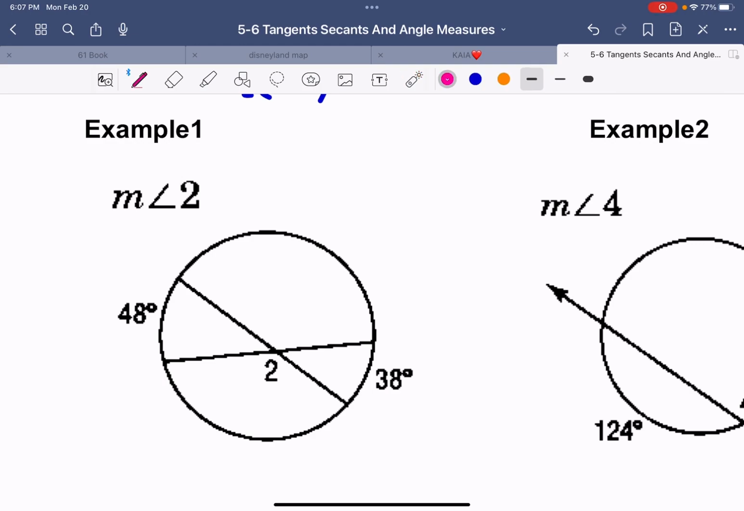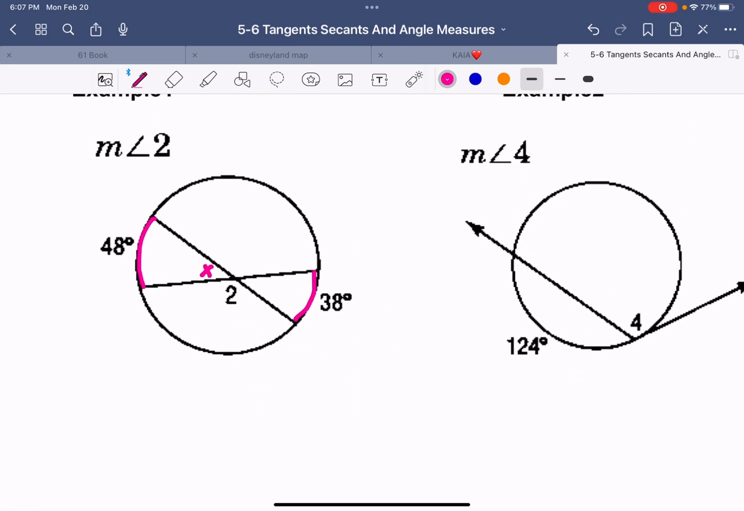Essentially, we're not finding that angle directly. We want to find this one, which is, of course, the same as its vertical angle here. So we want to add the two intercepted arcs, divide them by 2. Just show your work, please. So x will be 1/2 times 48 plus 38.